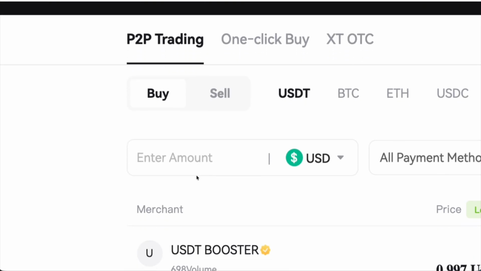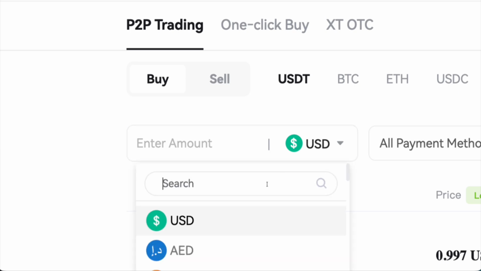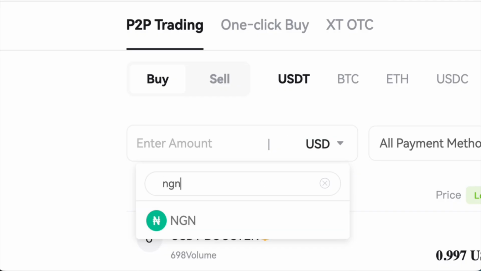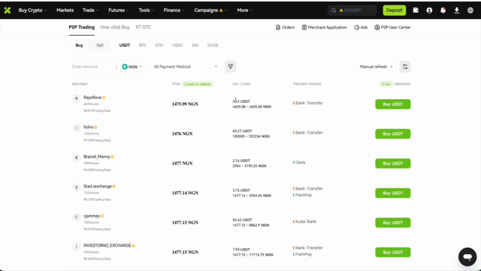And once you come here, if the amount here is not showing in Naira or whatever country you are watching this video from, all you just need to do is to click on the arrow there and change it. The symbol for the local currency here in Nigeria is NGN. So you just click on it and then you see it here. Go ahead and select it, and that will change this to your own local currency, as you can see right here. So this is the price.